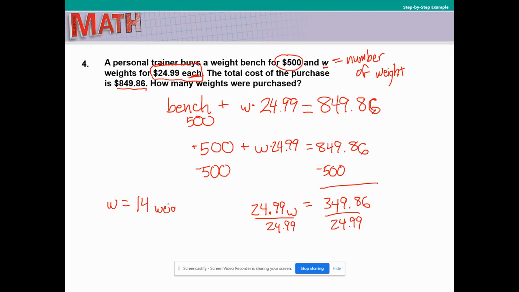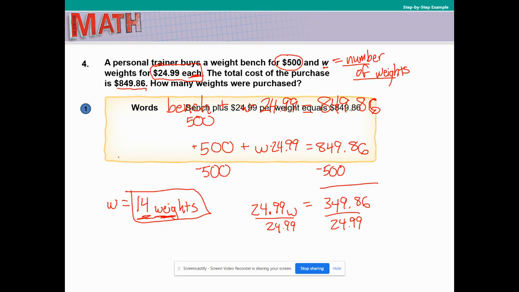Usually in a word problem, we're trying to add the word in our answer. Since W stood for the number of weights, I'm going to write 14 weights in my answer. I want to actually be specific. I'm not just trying to look for the number here, 14. I was trying to solve how many weights, so it's 14 weights is my proper answer.